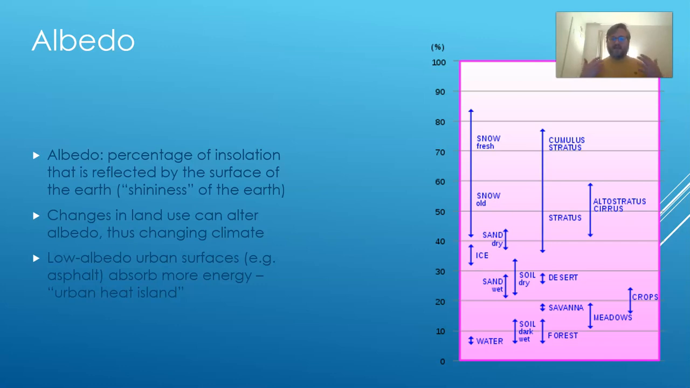If we take a forest and we replace it with pavement, make a parking lot or something, then we're going to absorb more of that energy. We're reflecting less of it, absorbing more of it. It's going to raise the temperature, and it creates something called the urban heat island.